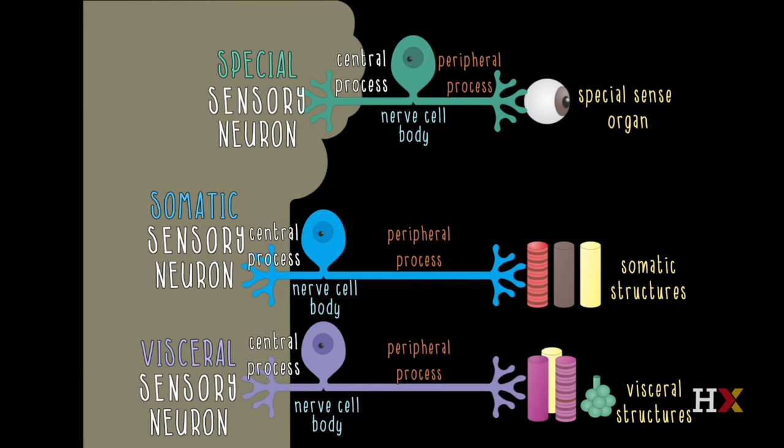The difference is the sources of the sensation. So instead of being skeletal, musculoskeletal structures, instead it will be blood vessels, organs, and glands. But again, peripheral process, nerve cell body, and central process going to the central nervous system. Nerve cell bodies of both visceral and somatic sensory neurons again are located outside the CNS in a ganglion. In both the somatic and visceral sensory pathways, there is only one neuron between the structure and the central nervous system.